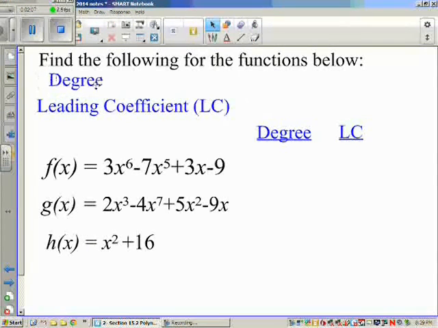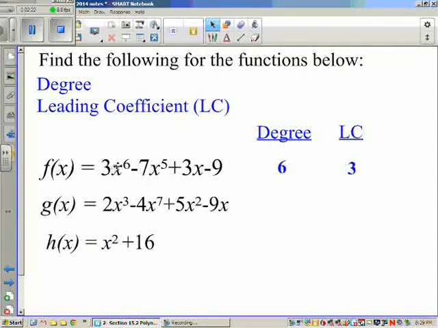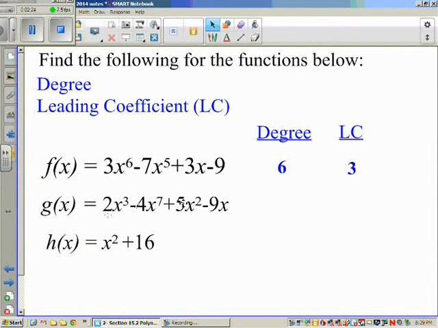We want to find the following for the functions below. We want to be able to find the degree and the leading coefficient. So if we look at this function here, it's got a 3x to the 6 minus 7x to the 5, and it keeps descending, you can see, and the highest exponent is 6. That makes it a degree 6. The leading coefficient is the number in front of that term, and that's a positive 3.